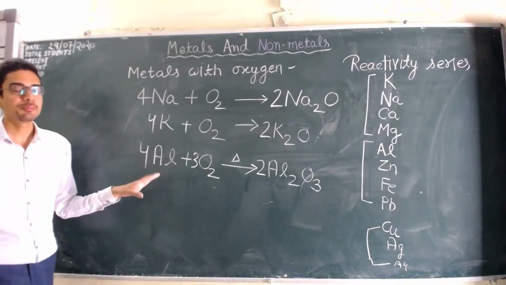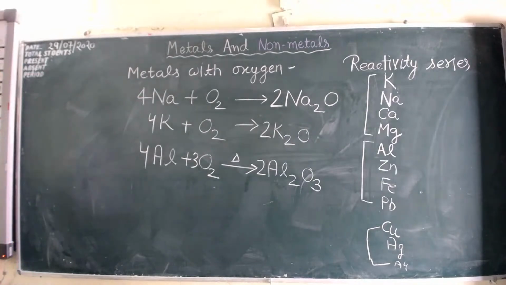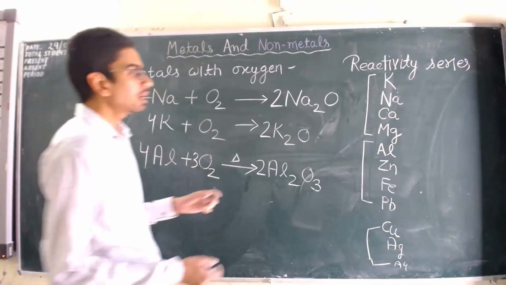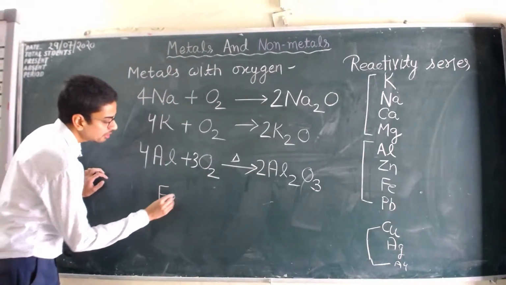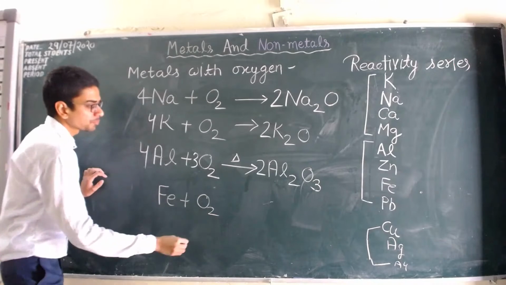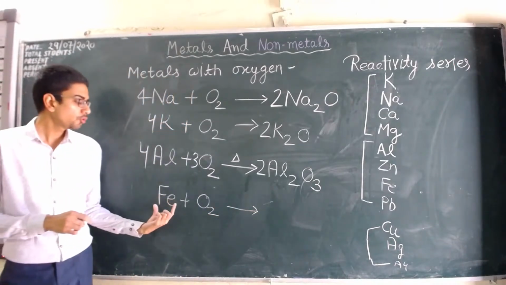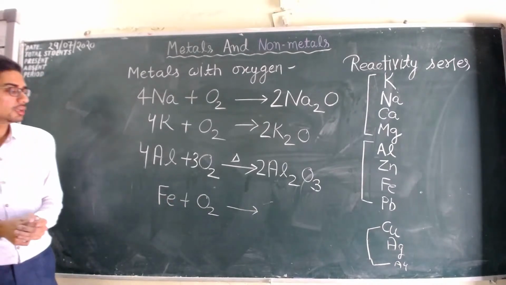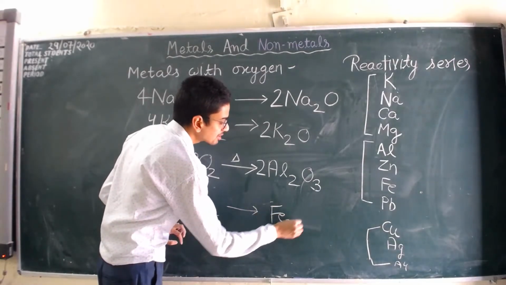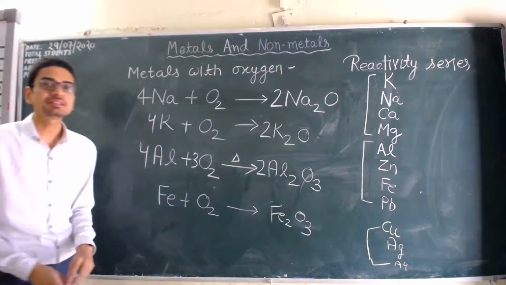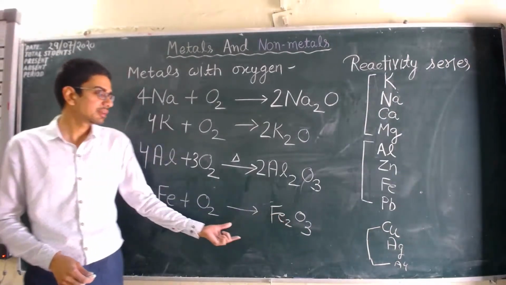In first chapter you have studied about how to balance the reactions. Similarly, you can write now in your notebook the reaction of iron with oxygen. What it will be? Iron plus oxygen gives iron oxide, ferrous oxide. You can balance this reaction very easily.